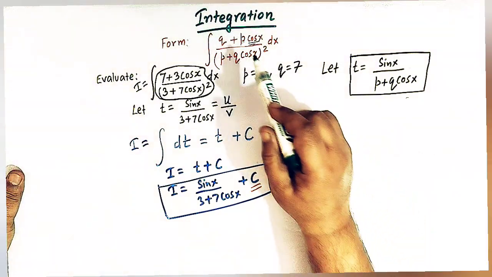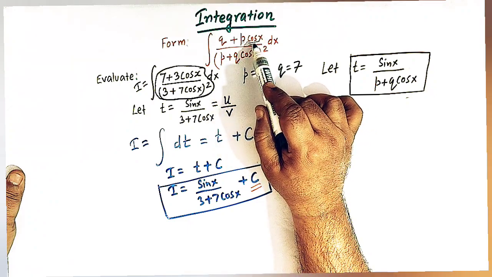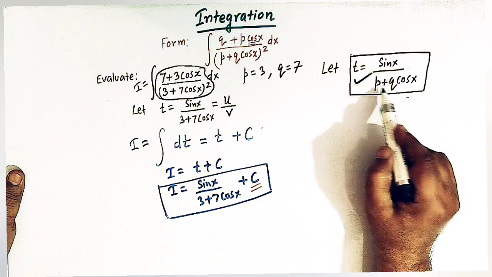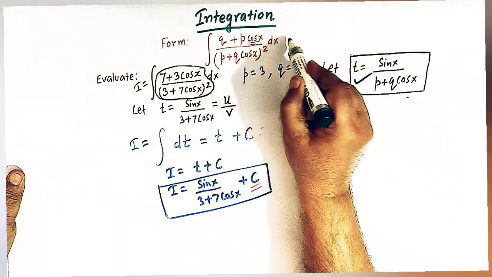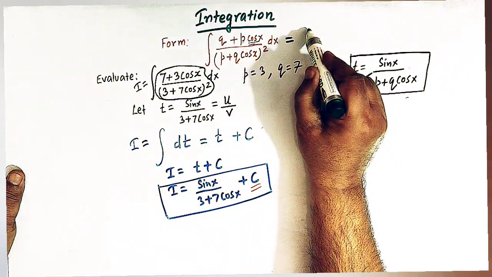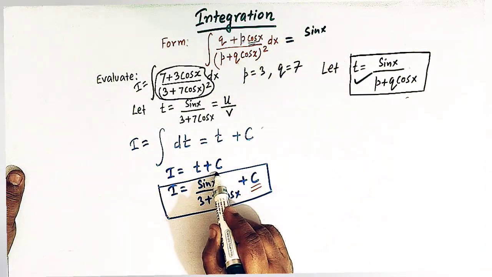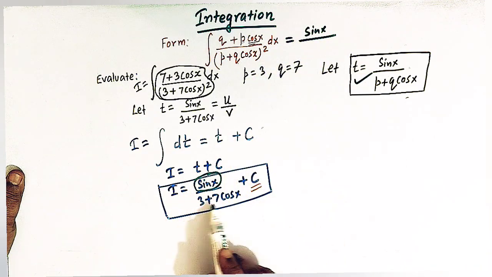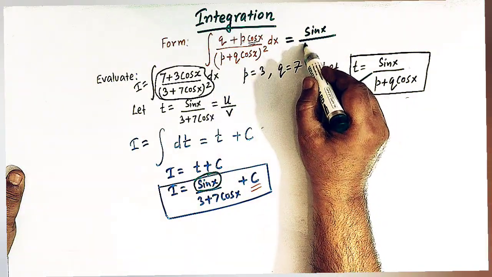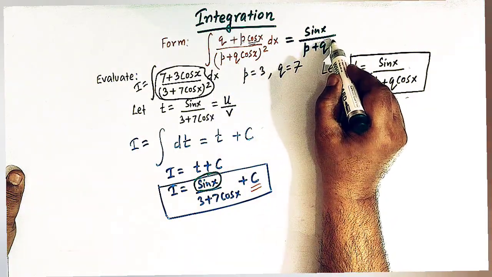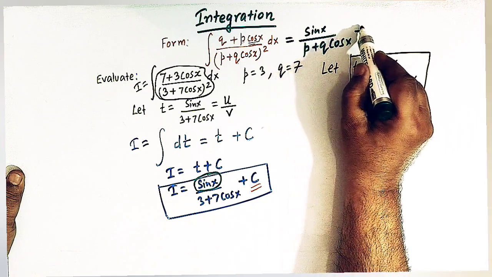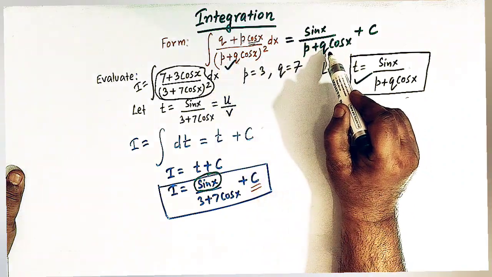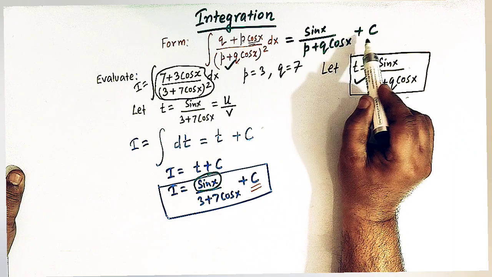So viewers, whenever we have an integral of this type, we'll always make this substitution, right? Sin x over p plus q cos x, and the value of this integral is always equal to sin x, because see, here we have sin x, and the term is 3 plus 7 cos x. So here we have p plus q cos x, right? And c is the constant of integration. So the value of this kind of integral is always equal to sine x over p plus q cos x plus c.